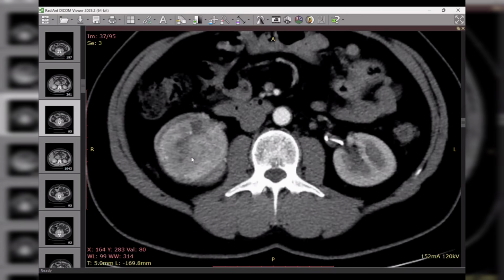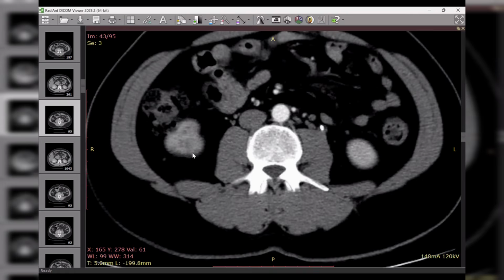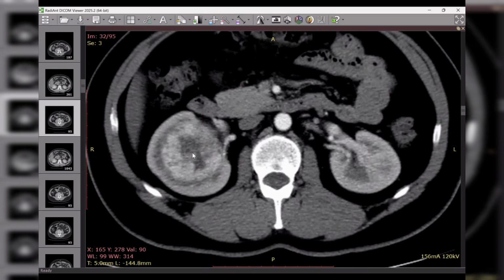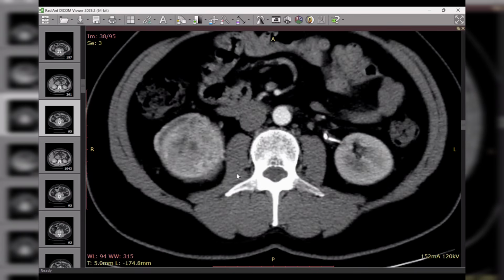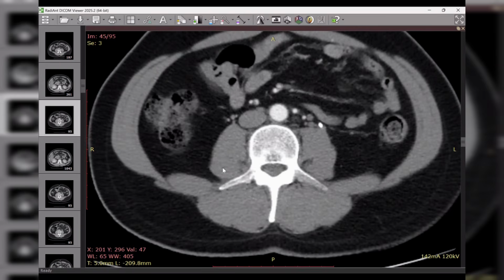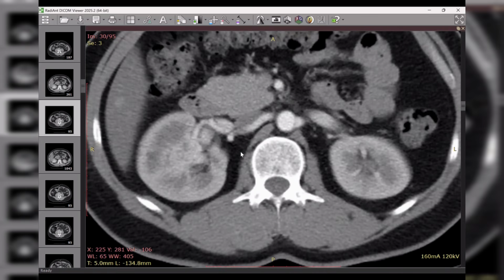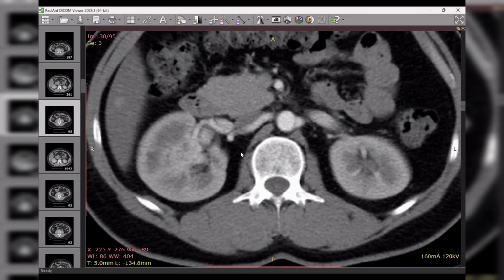The renal cortex seems well enhanced, and the fat plane seems preserved. There is no invasion into the surrounding structures. I would like to have a look at the vessels. The right renal artery seems patent. Okay, and the right renal vein.